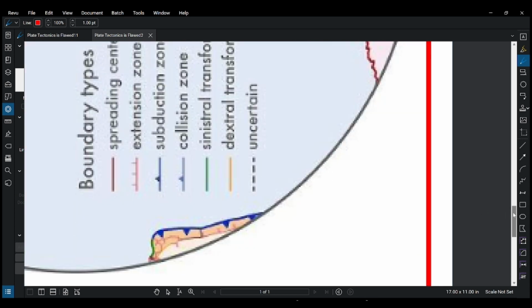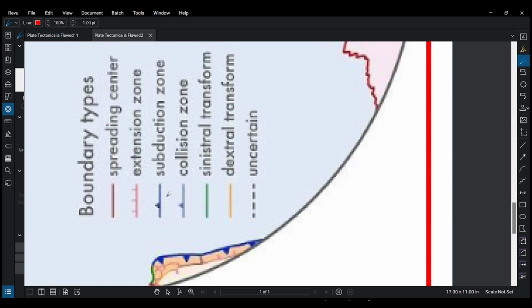Okay, so it says subduction zone here. It's a little blurry, but anyway, the teeth are on the upthrown side, the less dense side that's higher up, and the subducted material is below it. So it's also sinistral transformation, which is the green line, which means moving to the left from anywhere you look at it. As you're facing the arm, movement will be to the left from anywhere facing the arm.